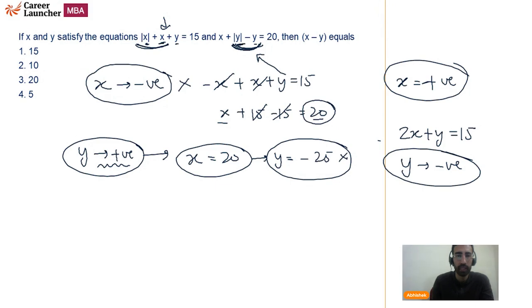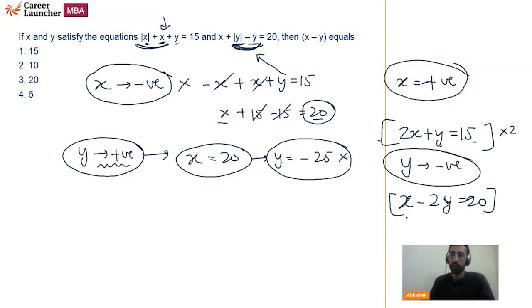And therefore, if y is negative, mod y is minus y, and another minus y, our second equation becomes x minus 2y is equal to 20. You have two equations and two variables. You can solve this easily. Just multiply this with 2 and add. 4x plus 2y is 30.